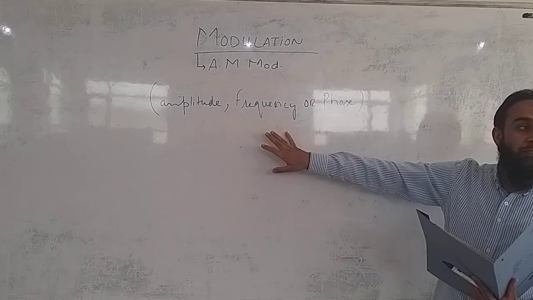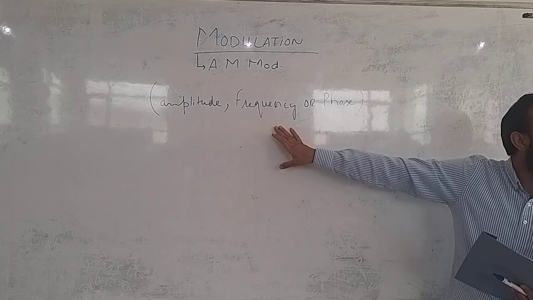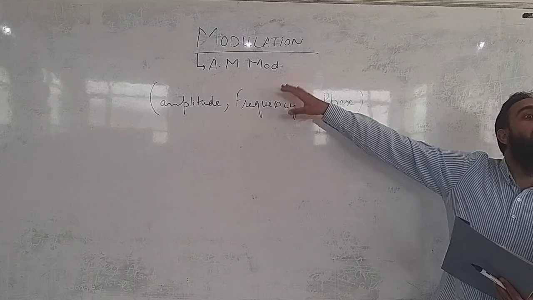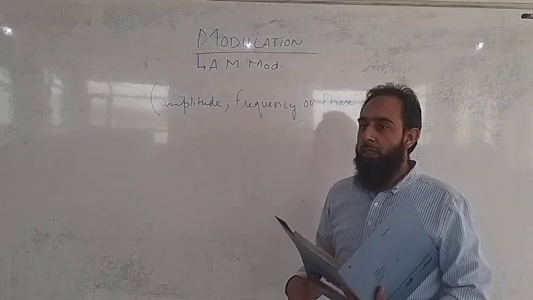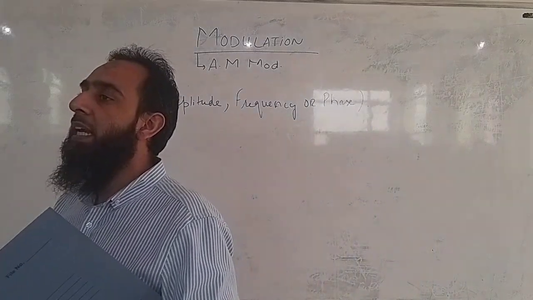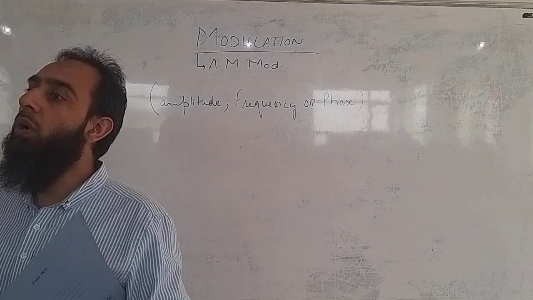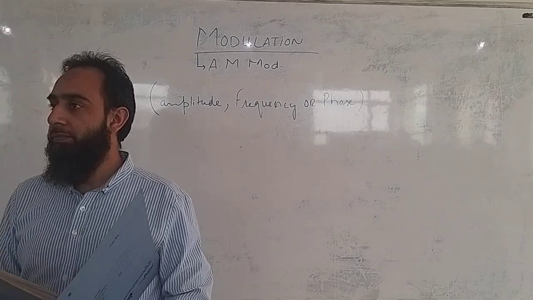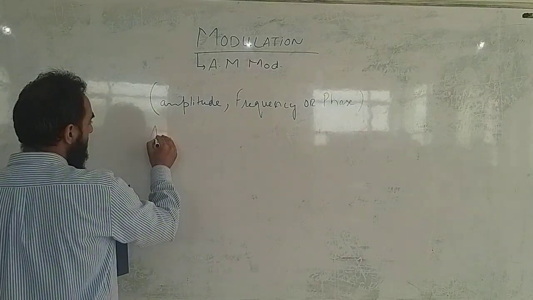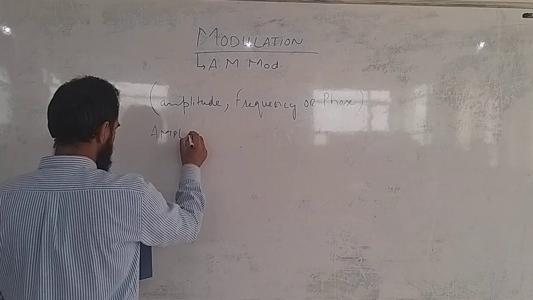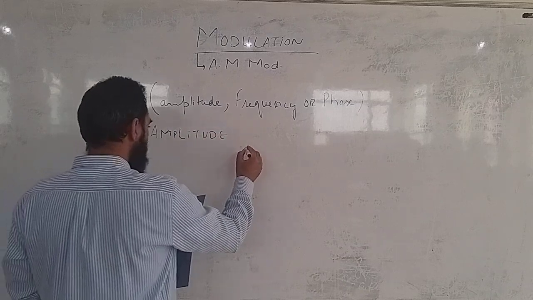So if I am varying the frequency of the carrier wave, that becomes frequency modulation. Do you get the point? So that means whichever parameter of a carrier wave we vary, accordingly the name of the modulation is set. So now the heading becomes amplitude modulation.